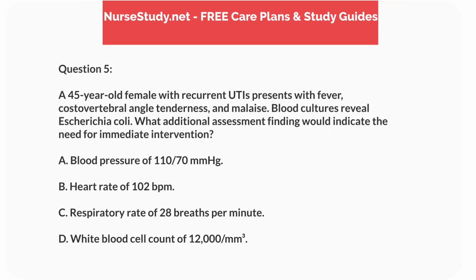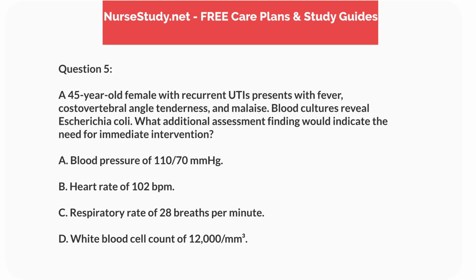Question 5. A 45-year-old female with recurrent UTIs presents with fever, costovertebral angle tenderness, and malaise. Blood cultures reveal Escherichia coli. What additional assessment finding would indicate the need for immediate intervention?